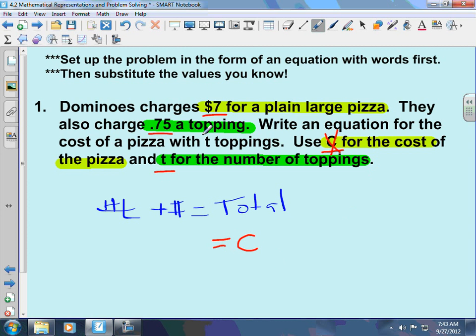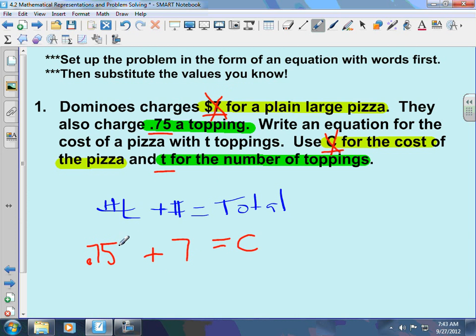So which number is going to change? Well, here it is. When you walk into Domino's, if you're going to order a large pizza, how much are you going to pay? $7. That is not going to change. If it's a large pizza, it's going to be $7. So I cross off the 7. That's not going to change. What is going to change? The number of toppings. If you get one topping, it's 75 cents. If you get two, it's $1.50. So these two go together.